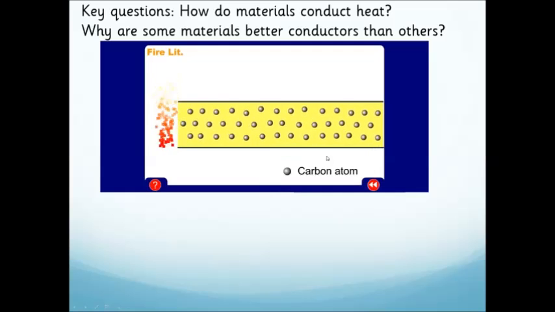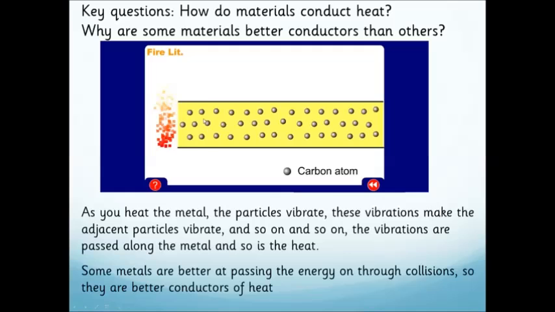In our case we've got a carbon rod, but it could be any other type of metal, and this is exactly how it works. Now the metals or the materials that are better conductors than others will have particles that vibrate more. So as you heat the metal, the particles vibrate. These vibrations make the adjacent particles vibrate. The adjacent means the ones next door, and so on and so on. The vibrations are passed along the metal, and so is the heat. Some metals are better at passing the energy on through these collisions, so they are better conductors of heat.